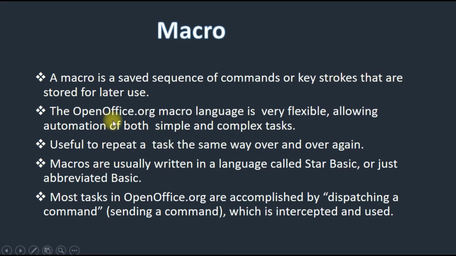Next thing is the OpenOffice.org macro language. It is very flexible, allowing automation of both simple and complex tasks. It is very useful to repeat a task the same way over and over again. Macros are usually written in a language called Star Basic or just abbreviated Basic. Most tasks in OpenOffice.org are accomplished by dispatching a command. Dispatching a command means sending a command which is intercepted and used.